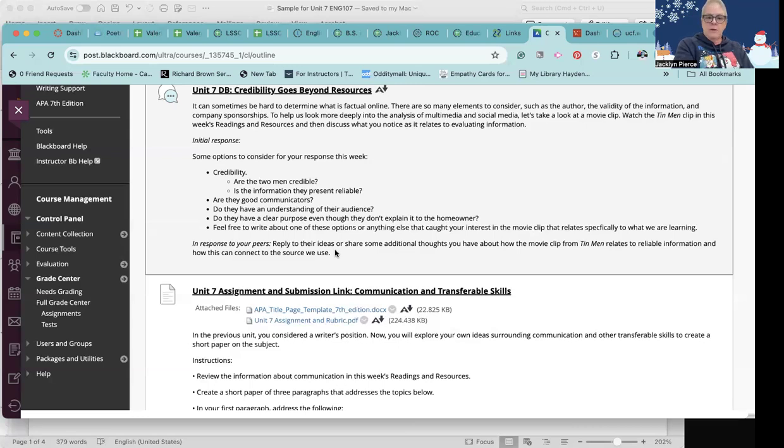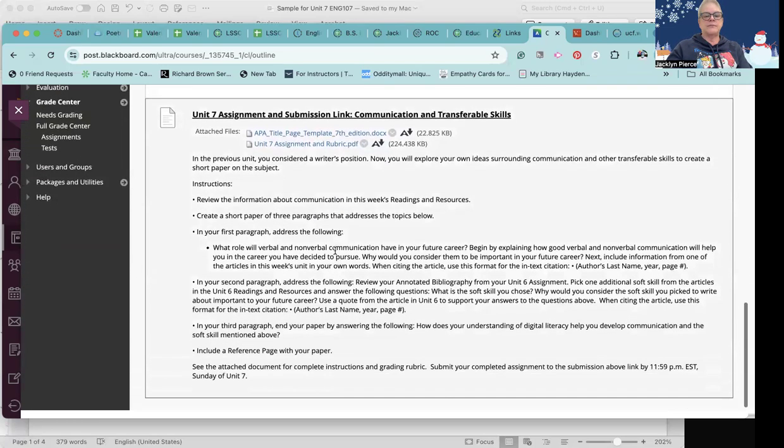Okay. Then we come to the biggest paper that we've really done so far. You have written a short essay before. This one's a little bit longer, and it is a little bit more involved in terms of supporting your own position with research. So in the previous unit, you considered a writer's position, not your own position, but what they had to say. Now you will explore your own ideas surrounding communication and other transferable skills to create a short paper on the subject. So first step is to, of course, review the information about communication in the readings and resources.